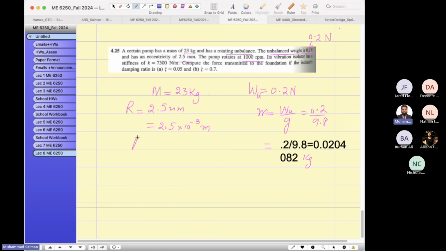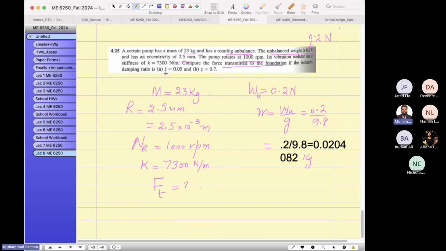So the rotation speed is 1000 rpm. Its vibration isolator has a stiffness of 7300 Newton per meter. Compute the force. Now it is the force transmissibility. So you have to find out the transmitted force to the foundation.